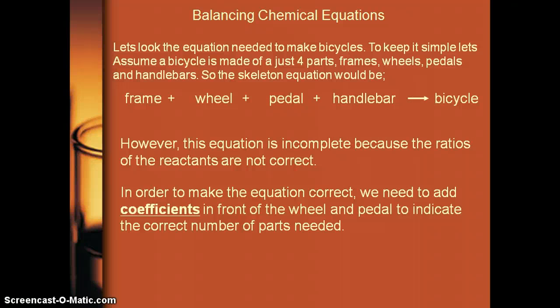What we would need to do is add a number called a coefficient. Coefficients are numbers that come in front of each of the elements in a chemical equation. So these coefficients would need to be put in front of, in our example, the wheel and the pedal, to indicate the correct number of parts that we need. So if we were to balance this equation for the bicycle, we would need 1 frame, 2 wheels, 2 pedals, 1 handlebar in order to make a bicycle. So this is the balanced equation. Okay, so remember, the skeleton equation is just all the parts. The balanced equation is how many of each part you're going to need.